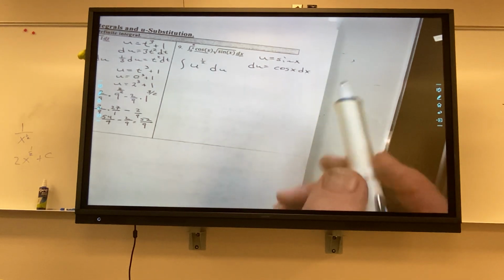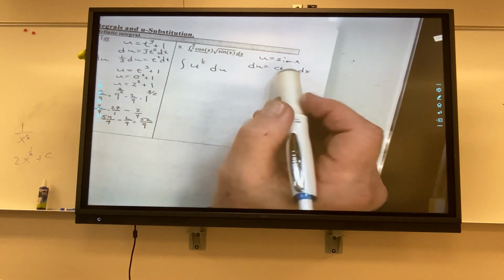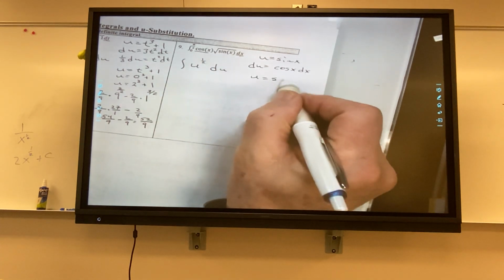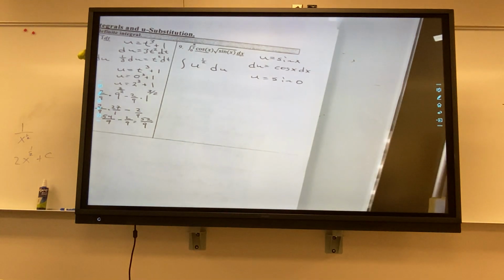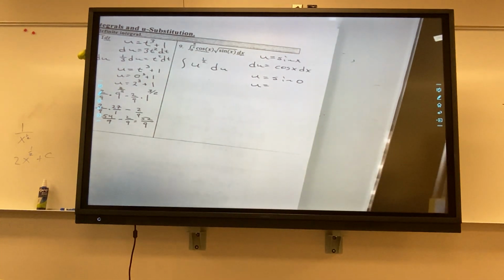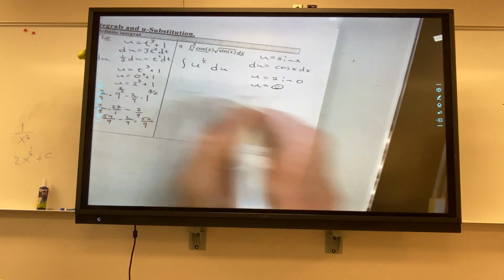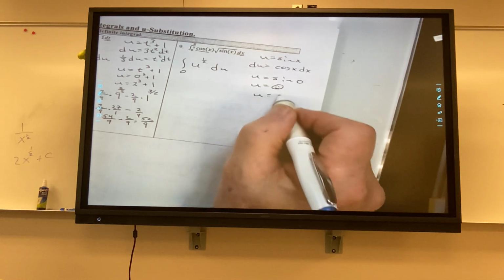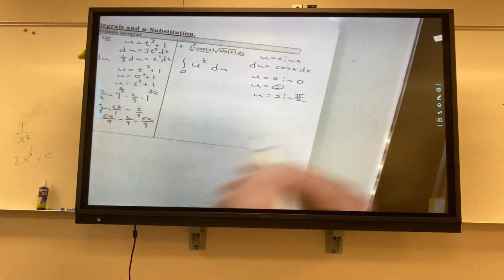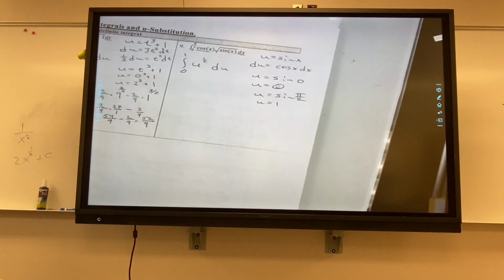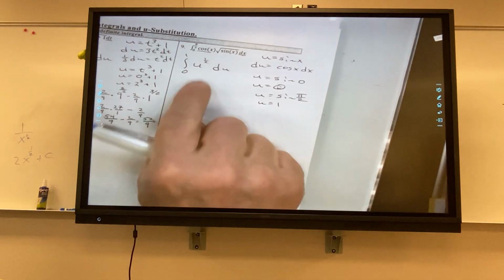Now, I got to make sure u is equal to sine of 0. Calvin, what's the sine of 0? 1. Try again. 0. Oh, 0. So this will stay 0. What's u is equal to sine of pi over 2? What's sine of pi over 2? 1. And to be honest with you, I like this.